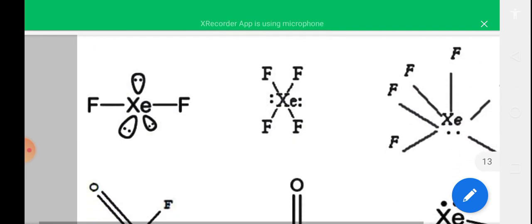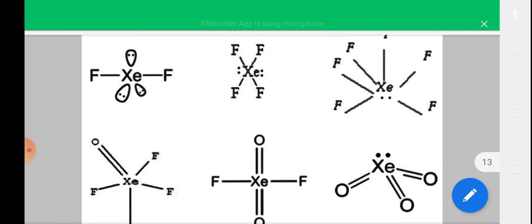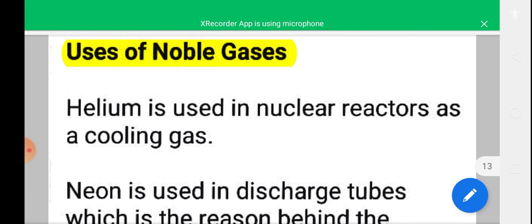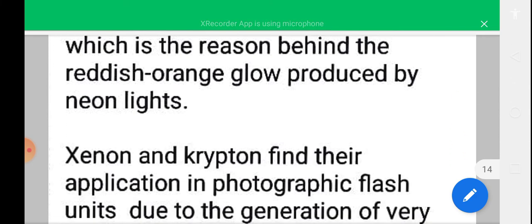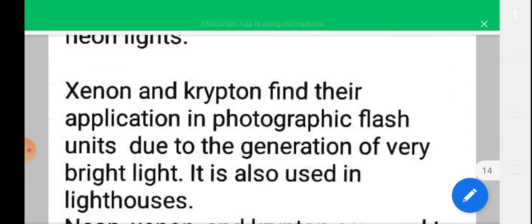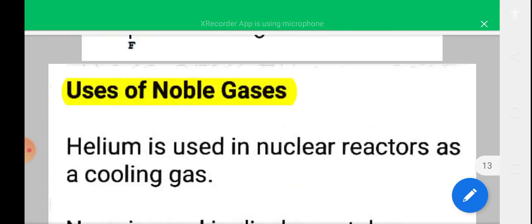And now at the last, structures of different xenon fluorides and oxyfluorides are all given here. You have to draw these structures, you have to practice. And uses of noble gases are given here. Helium is used in nuclear reactors as a cooling gas. Neon is used in discharge tubes, which is the reason behind the reddish orange glow produced by neon light. And xenon and krypton find their application in photographic flash. So these are uses of some noble gases. And this chapter is completed. Thank you, students.